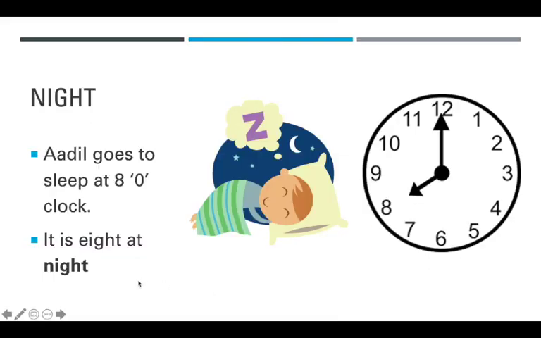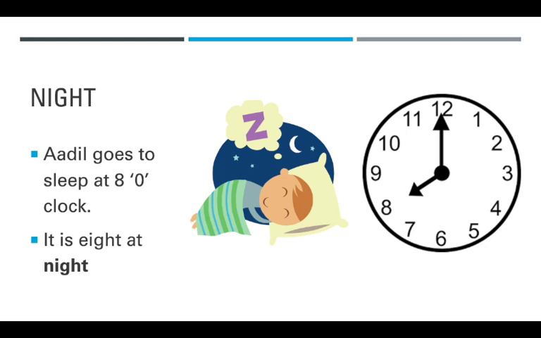In this picture, we have Adil. Adil goes to sleep at 8 o'clock. Now if we look at the clock, here the minute hand, which is the long hand, is pointing at the 12 and the hour hand is pointing at the 8. So we know the time is correct. It is 8 o'clock. 8 o'clock is at night. It is 8 at night. How do we know it is at night? Because we have the stars and the moon is out and the sky is dark.